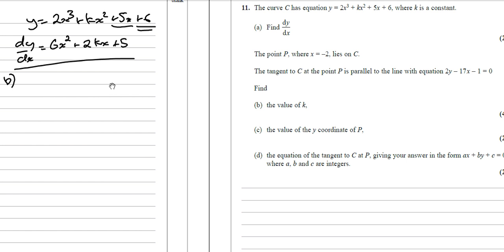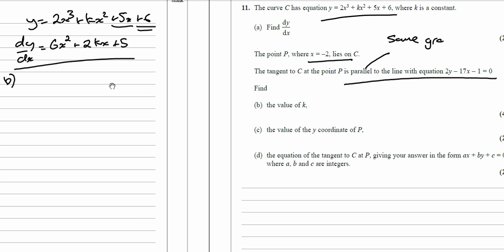Now b is probably the biggest part of this question. It says the point P where x equals minus 2 lies on the curve. So it lies on this curve somewhere. It says the tangent to this is parallel to the line with this equation. So this is where the understanding comes in. If it's parallel, then that means the same gradient. If two things are parallel, in primary school we teach they never touch and they go in the same direction. When it comes to A level, parallel means the same gradient.